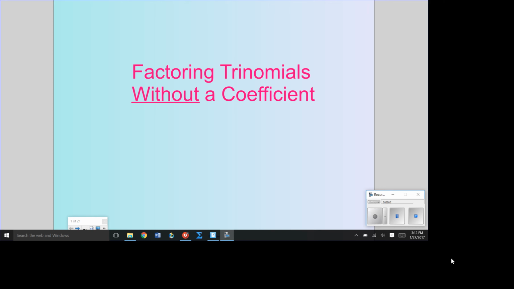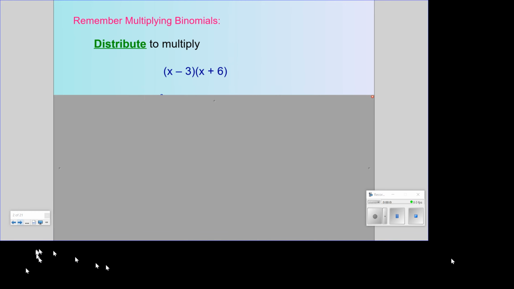In today's lesson, we're going to look at factoring trinomials without a coefficient. So let's get started. To review, we're going to practice multiplying these two binomials because this is going to tie into how we will factor trinomials. Remember that factoring allows us to basically work backwards.